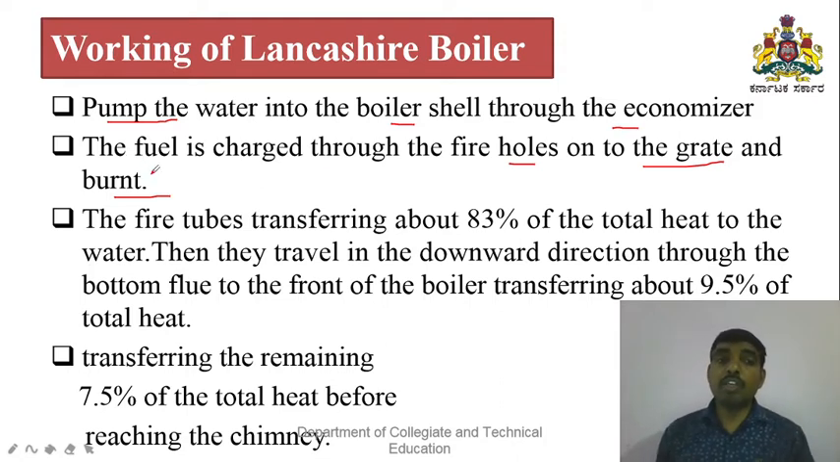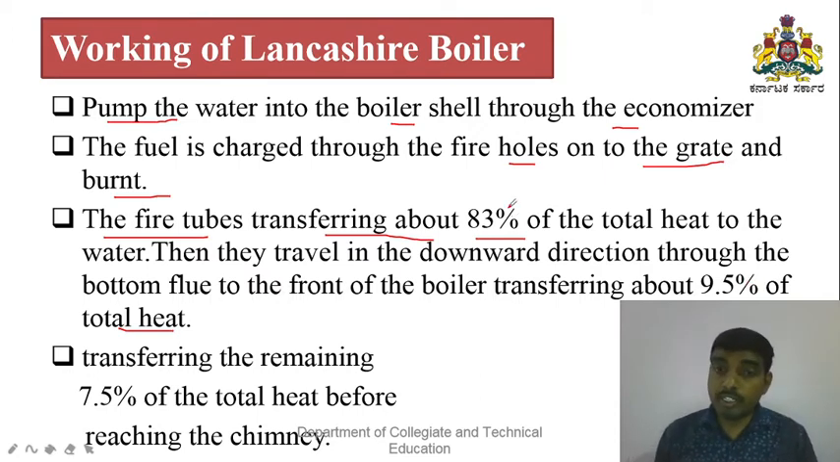There the burning actually happens; the combustion will occur. After that, the fire tubes transfer about 83% of the total heat to the water, then the gases travel in the downward direction through the bottom flue to the front of the boiler, transferring about 9.5% of the total heat. So from the flue gas passing through the tube, 83% of the total heat will transfer in the upward direction, and the remaining around 10% of the total heat flows downward.